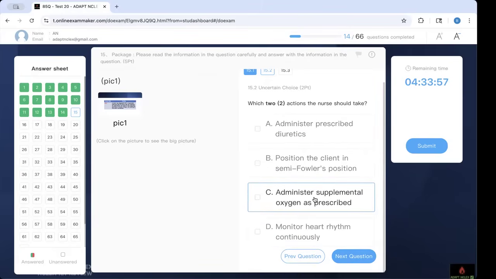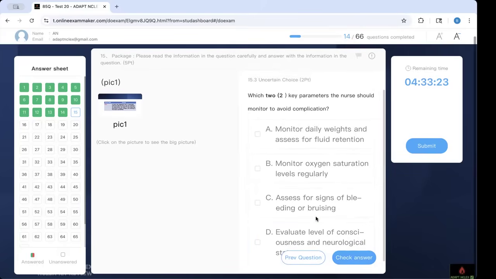What two things would you do? This is a multiple-response question. What two things you want to do now? Administer prescribed diuretic, position the client in the semi-Fowler position, give them oxygen, monitor their cardiac rhythm. What is the highest priority? Of course, give them what? Diuretic, and then they will need the oxygen. It's better than the position you're going to put them in. Give them oxygen because they're having symptoms now. It's better to give them oxygen.